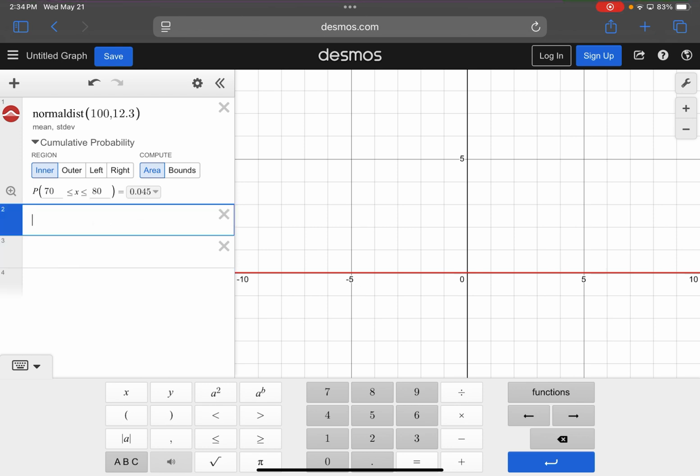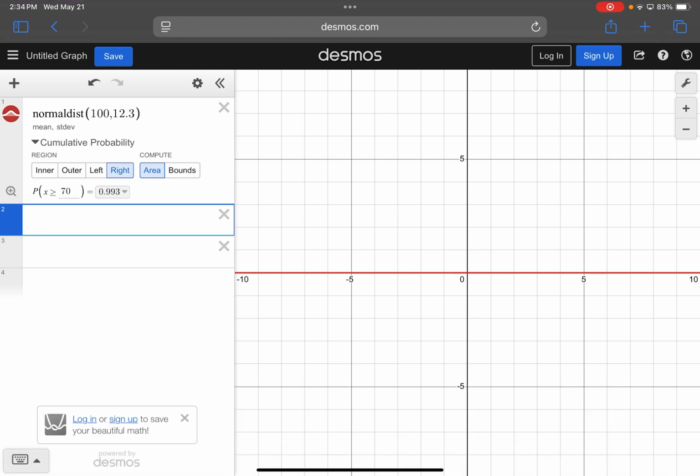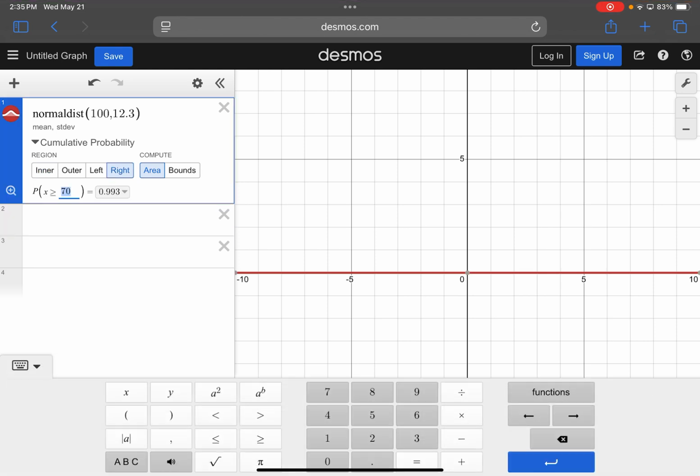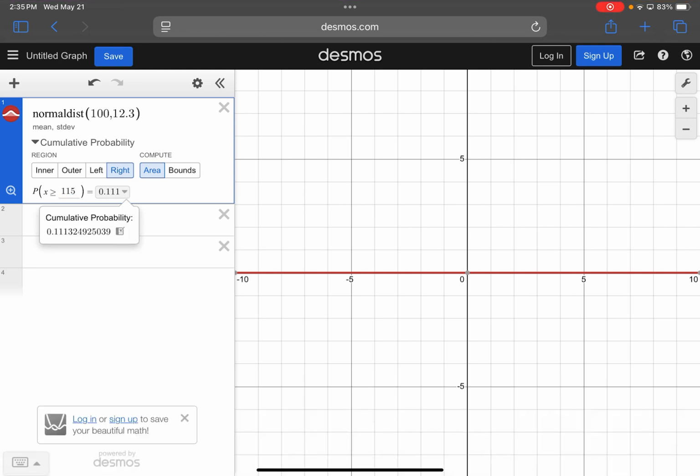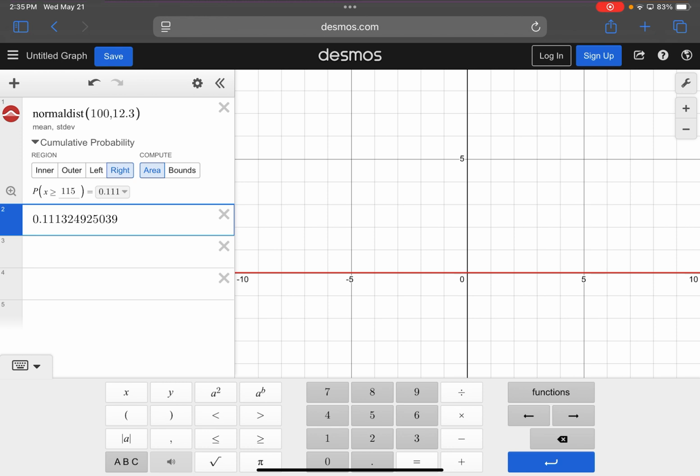So now the next problem was, what percent scores above 115? So that means we want the stuff to the right of 115. And there it is again. Click on it. I can paste it into the next spot and multiply by 100. So you get 11.13, just like we did on the calculator.